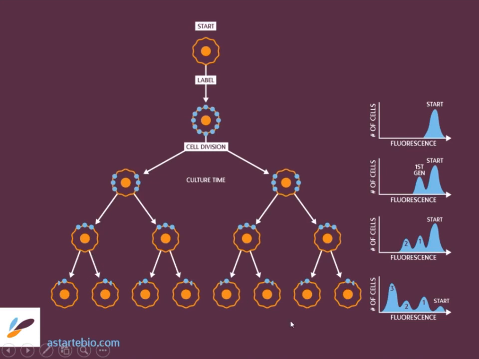with a fluorescent dye indicated by the blue dots. And that's reduced with each cell division to fewer and fewer labels. And on a histogram plot of the number of cells versus fluorescence, you'll start with very bright cells, and each generation will give you a separate peak. And there's some very good software tools to help analyze this kind of data.